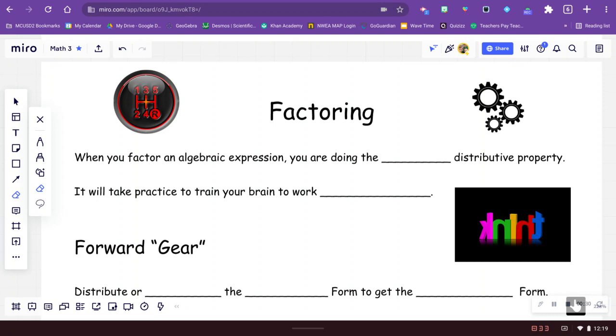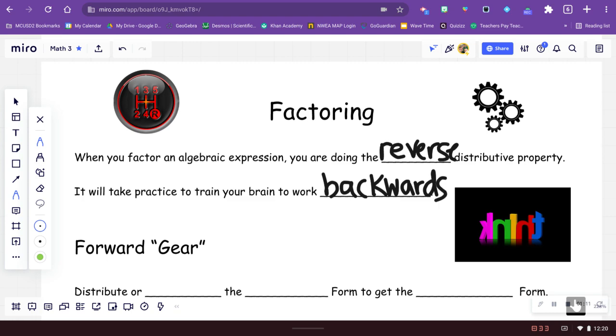Because not every algebraic expression is written in the same way, we can't always use the same strategy when factoring. But today we're just focusing on factoring out a GCF. So the big thing here is no matter what technique you're using, factoring is simply doing the reverse distributive property. It's just reversing that process of distributing. And so it's going to take some time and some practice to really train your brain on how to work backwards. We're so used to working forwards that reversing the process takes some time to get used to.